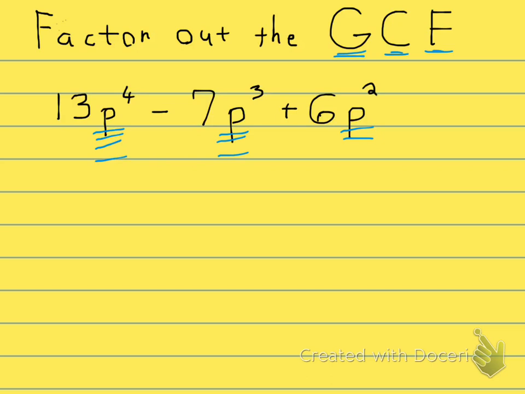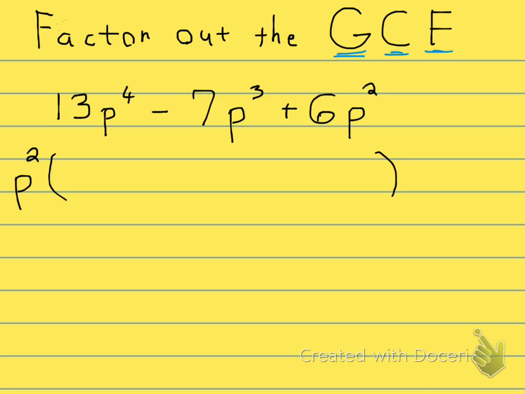Can I take 2 p's out of every term? Yes. Can I take 3 p's out of every term? No, I can't, because this one here only has 2. So I'm going to take out 2 p's. That is my greatest common factor. My p squared goes on the outside. And then on the inside, I have to write what's left over.